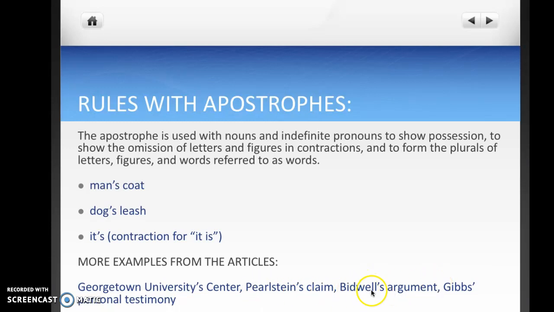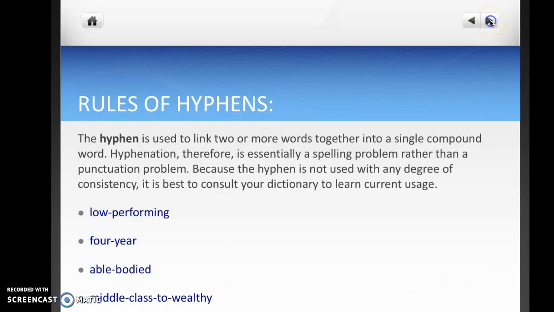Bidwell's argument, I'm making sure the apostrophe is always in the right place between the name and the S. And then Gibbs' personal testimony. His name's a little trickier because he already has an S in his name. So here you would just put an apostrophe right after the S, and you don't need anything else. You don't have to keep saying Gibbs Jr. over and over, maybe just the first time. And you can just call him Gibbs after that, and we know who you're talking about.